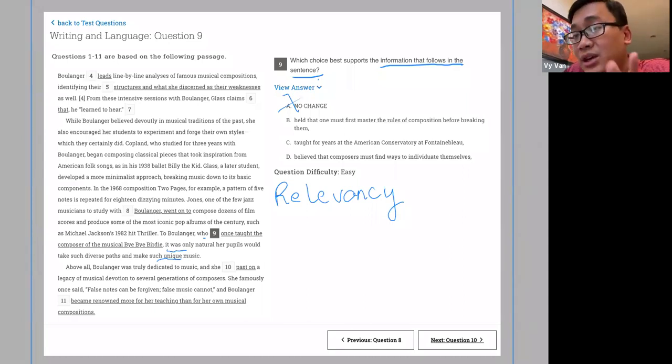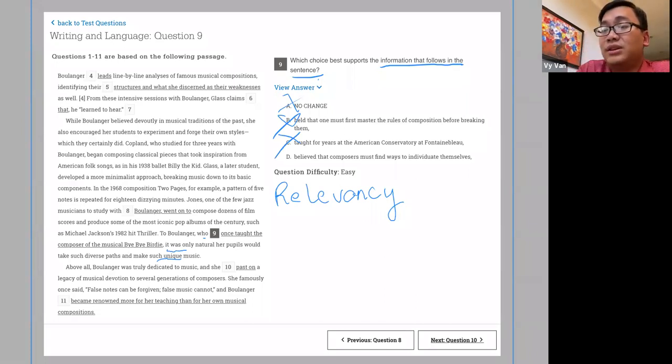Again, this isn't talking about uniqueness. So B has nothing to do with that. C, taught for years at, again, who cares, okay? This is very irrelevant. D, believed that composers must find ways to, you see the verb, individuate themselves. That means you want them to go their own way and make themselves unique. So I'm very sure the answer choice is D. And this is an easy question.